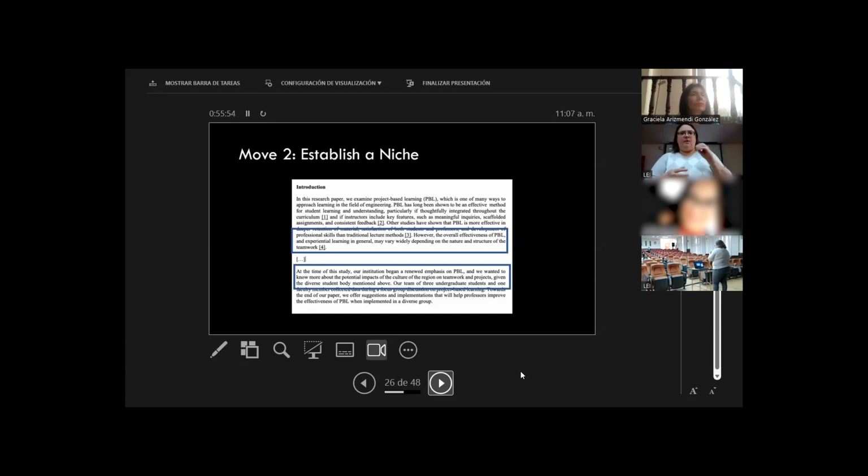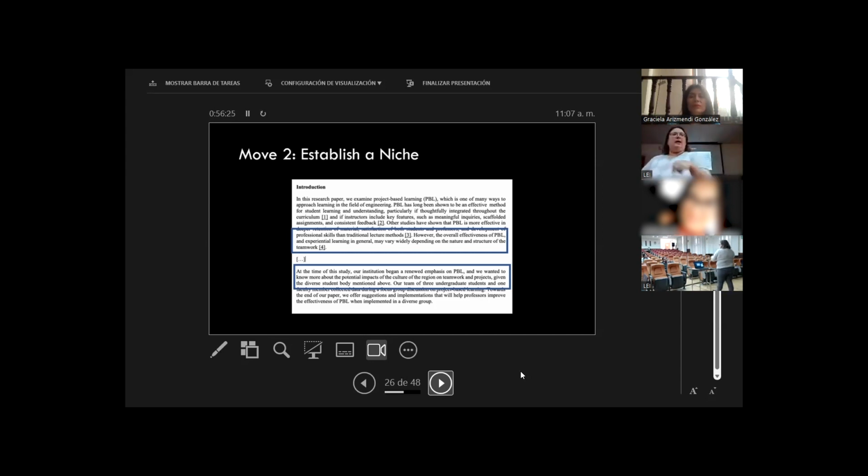This one is about project-based learning. And at the end of the introduction paragraph, I say, however, the overall effectiveness of project-based learning and experiential learning in general may vary widely based upon the nature and structure of the teamwork. Right, so we know project-based learning is good, but there's a lot of different types of project-based learning, and how effective each individual one may be is hard to figure out.